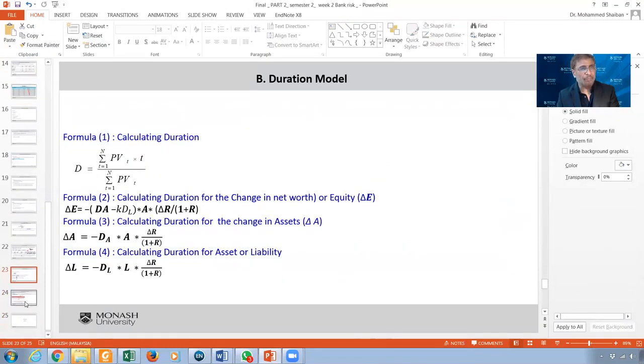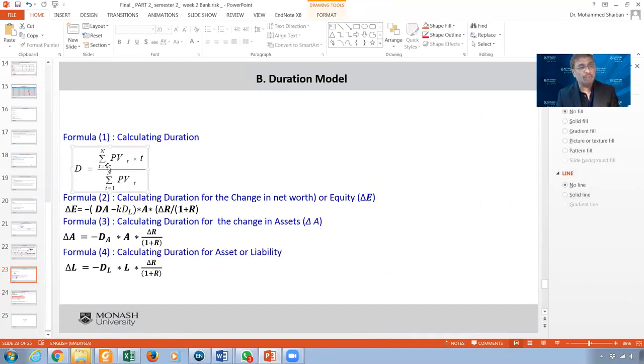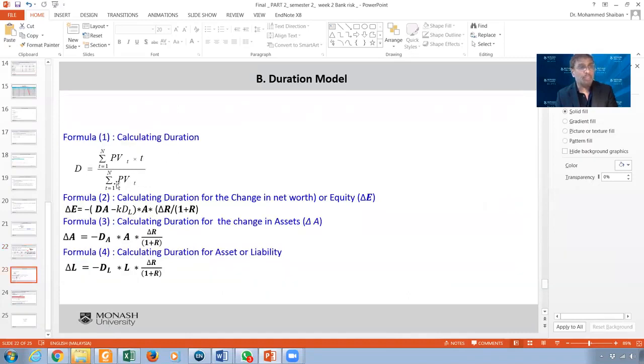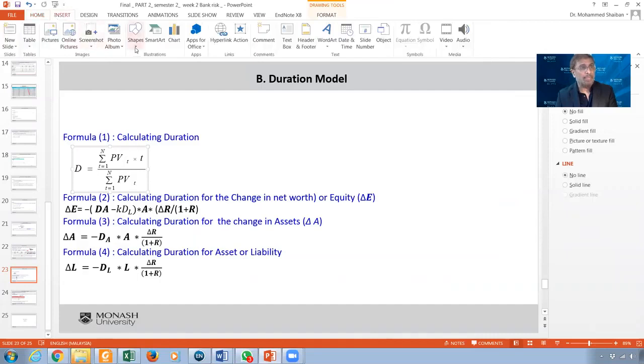If you come here, you will find the duration model to finish it, because the duration model at the end, I want to calculate the change in the equity. So I have to take this formula to get the duration of the assets. And now I calculated the duration of the assets, right? And I will have to do the same thing for the duration of the liabilities. I have the duration of the assets and the liabilities. I can now use this formula. So this is to calculate the durations of the assets and liabilities.